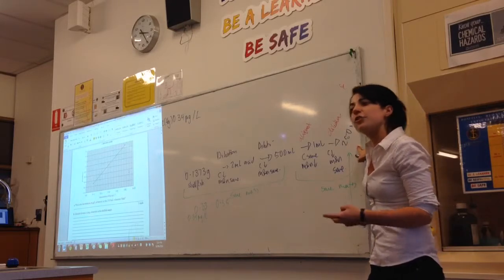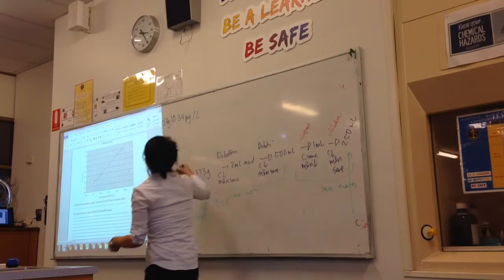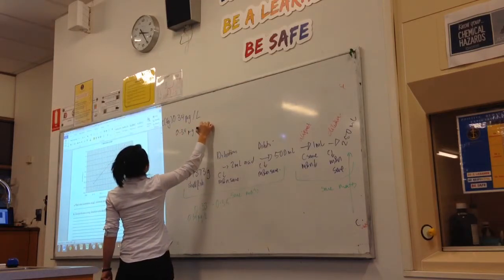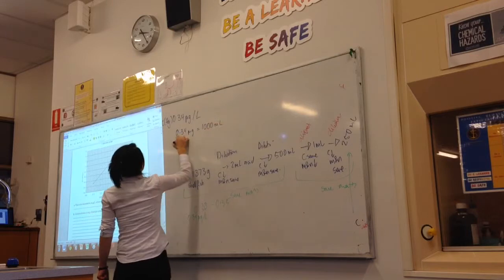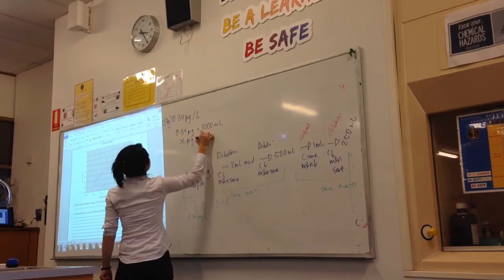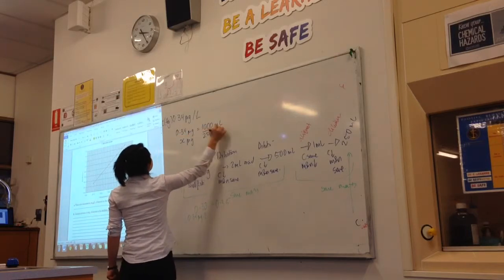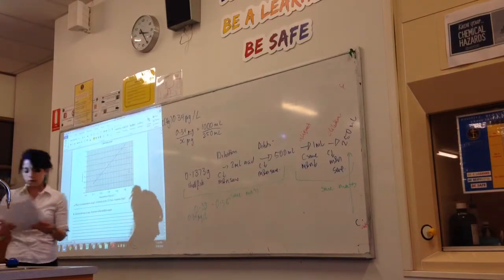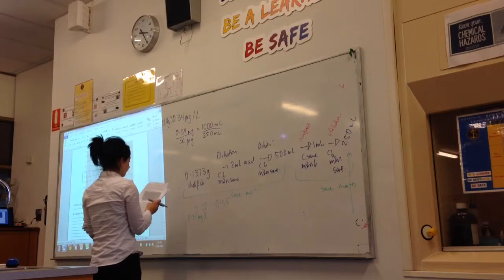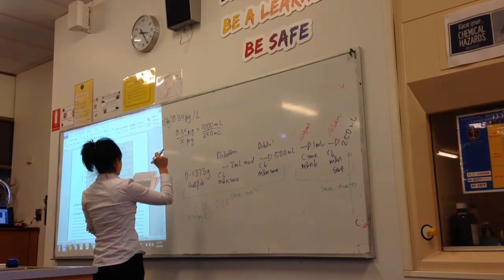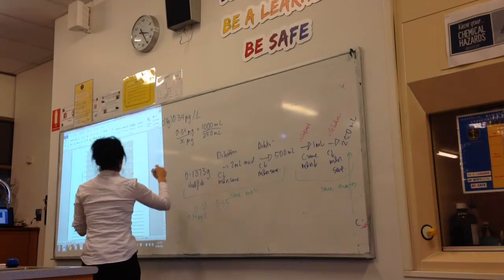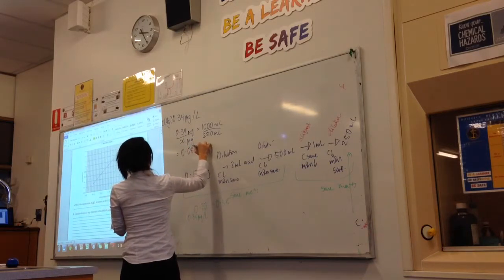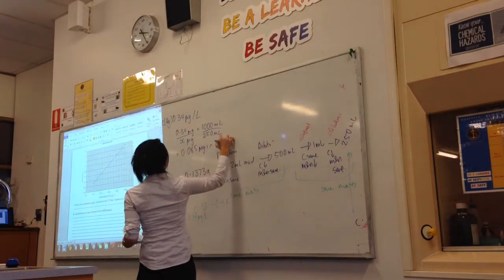A quarter of a litre. 250 mils. So you do your ratio: 0.34 micrograms equals 1,000 mils, X micrograms equals 250 mil. Very easy, okay? Then you go, I've got 0.085 micrograms in my 250 mil.